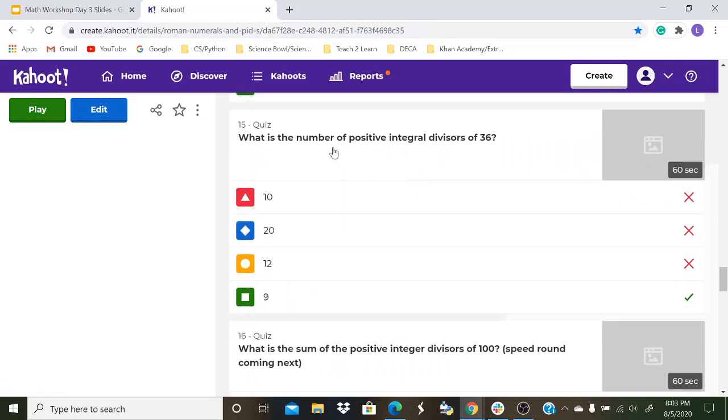And then same sort of thing with this. So this can be written as 2 squared times 3 squared. Yeah, 4 times 9. And then add 1 to each exponent, so that's 3 times 3, which is 9.